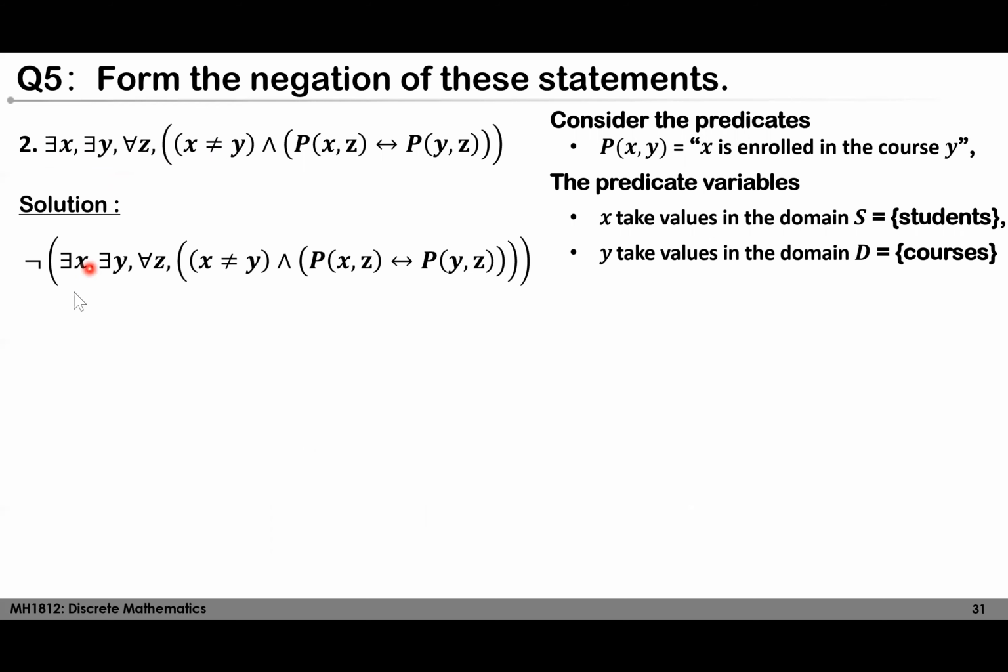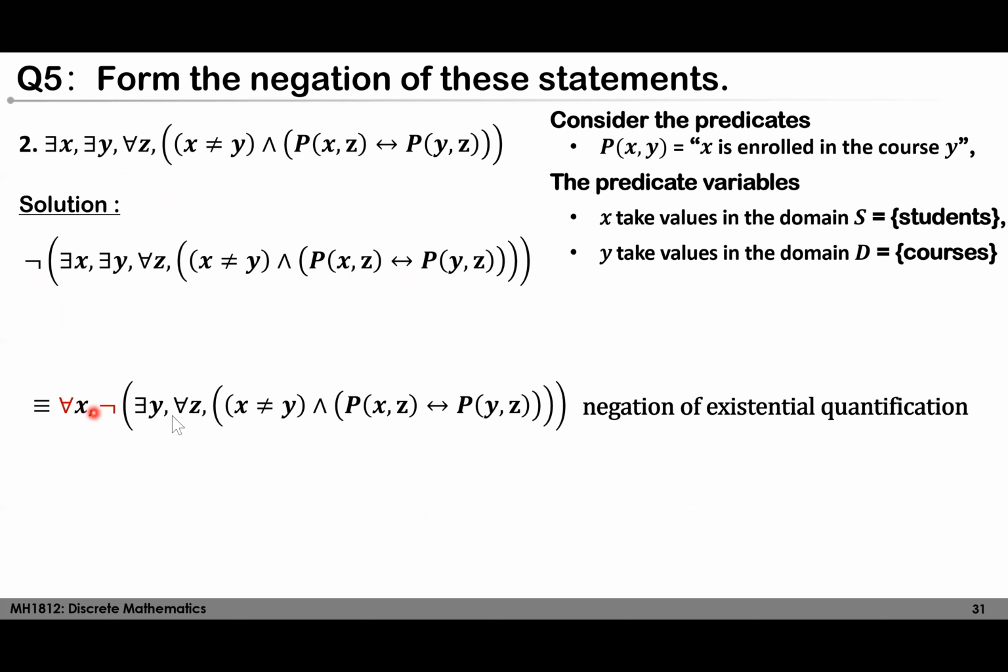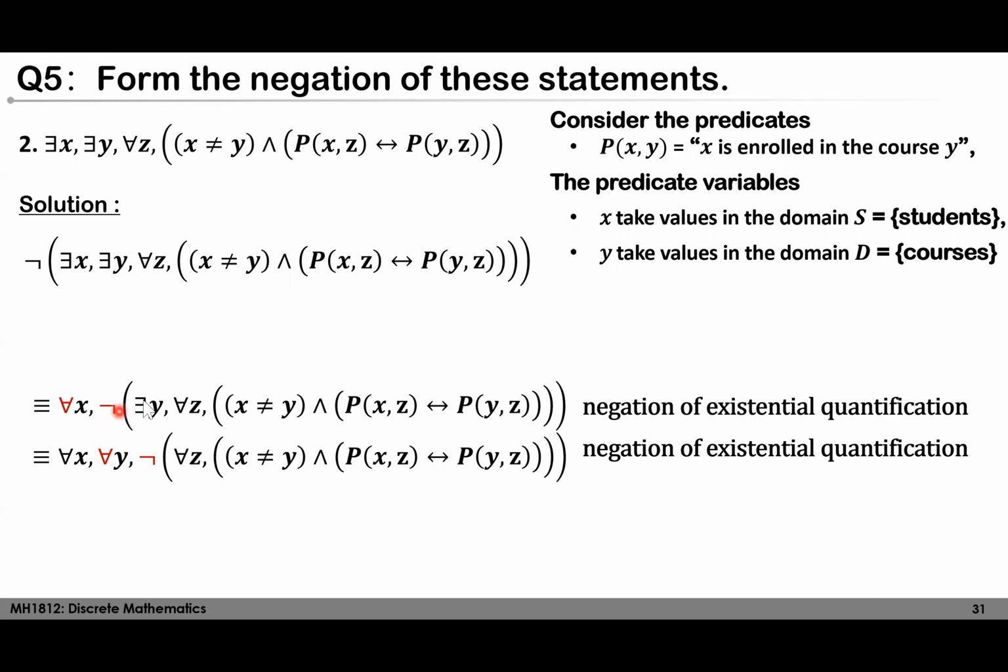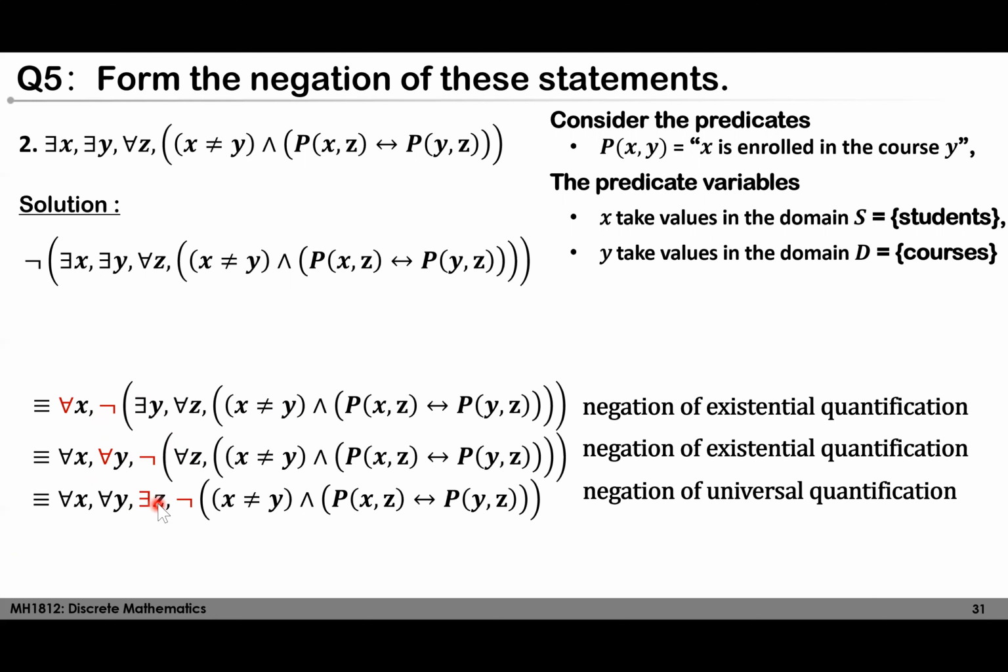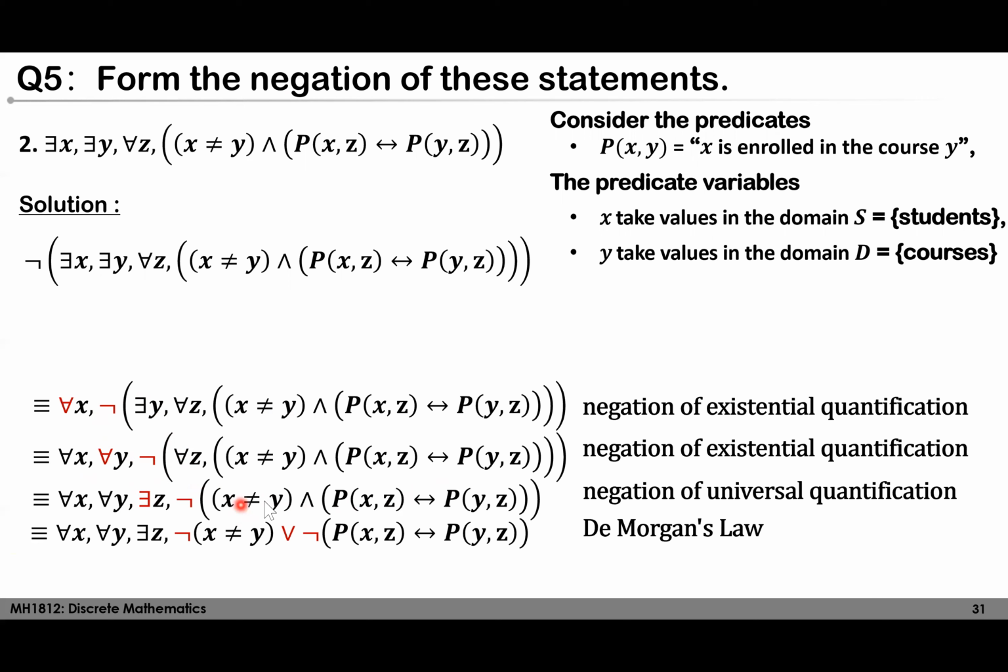And first, there is negation of an existential quantification. It translates into universal quantification. Again, negation of existential translates to universal, and negation of universal translates to existential. So we get the negation of this proposition. So we say there is negation of conjunction. By De Morgan's law, we can take negation inside the brackets and get the disjunction of two negations. And continue.